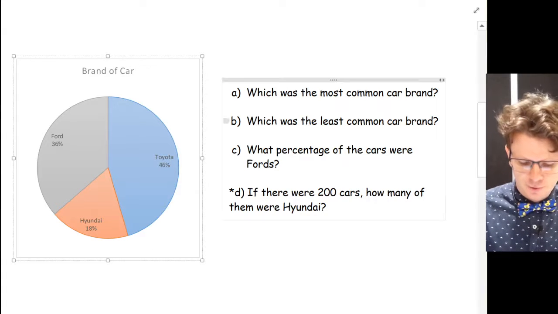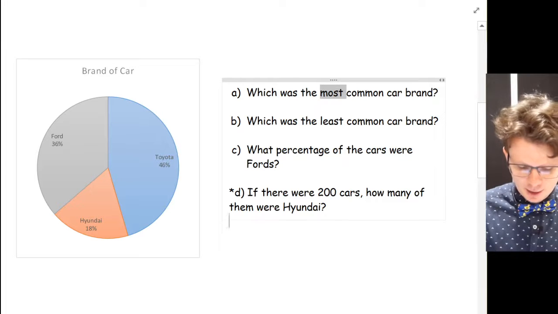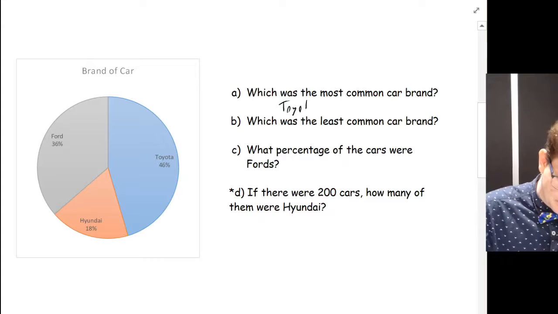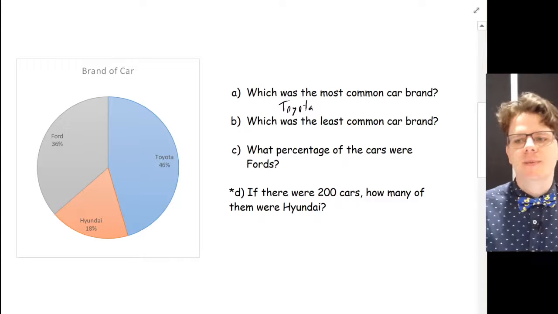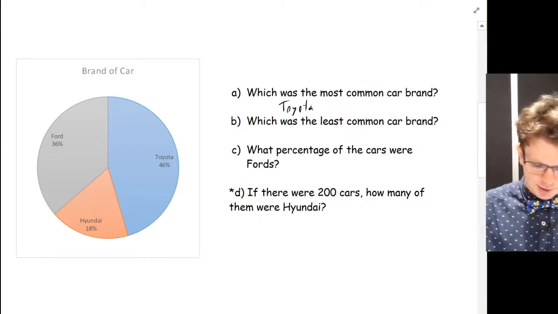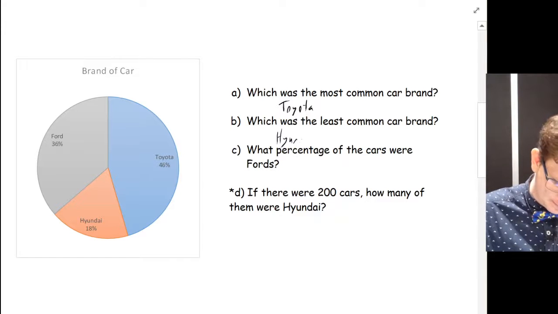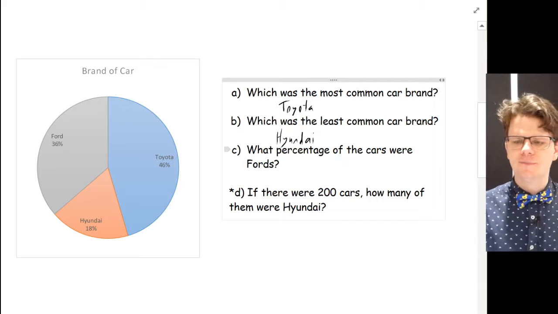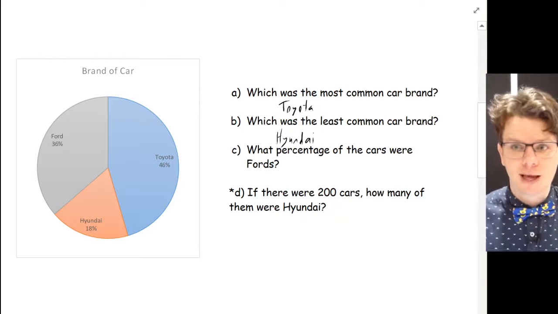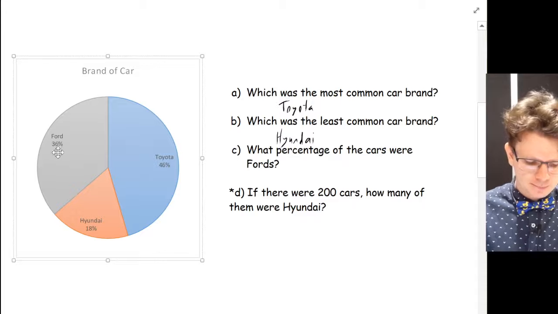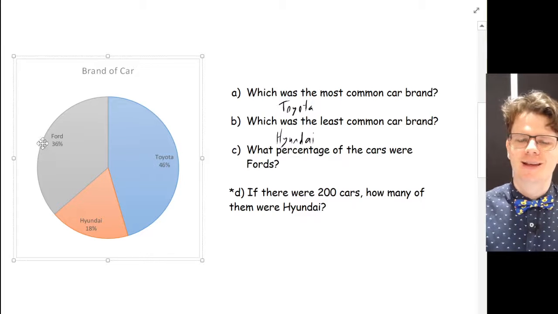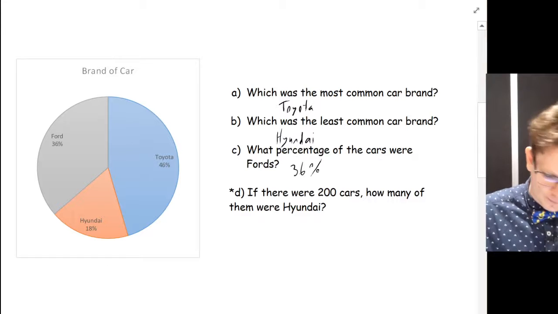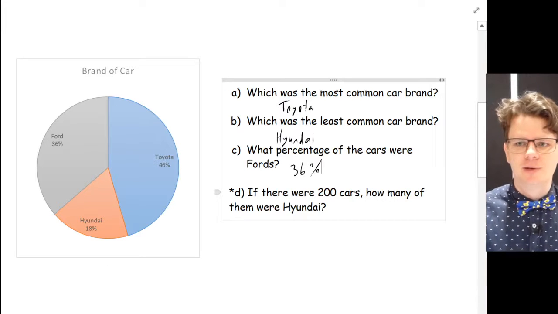Alright, so for the most common brand, that's going to be our big section again. So in this case, it's going to be Toyota. And the least common car brand, well, it's going to be the small section. So that's going to be Hyundai. And what percentage of the cars were Fords? Well, sometimes we actually need to calculate the percentage, but in this case we don't. Why? Because it's written right there, 36%, so I don't have to calculate it at all. 36% were Fords. How good is that?